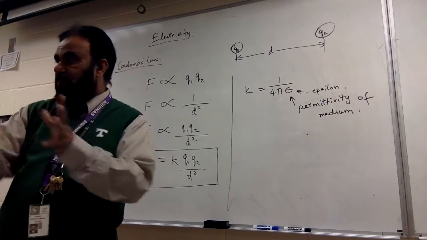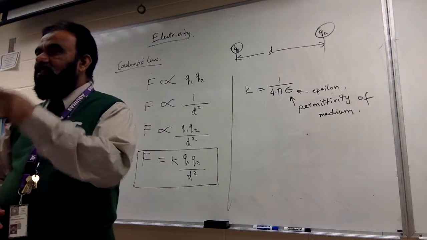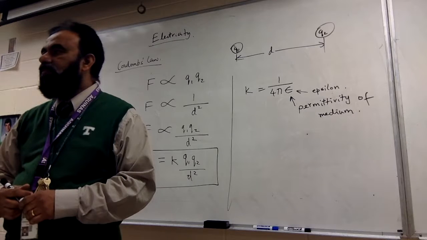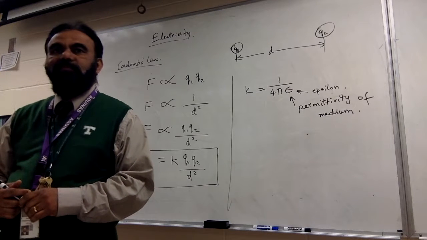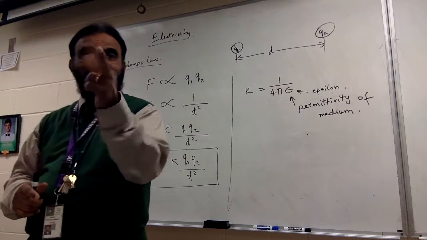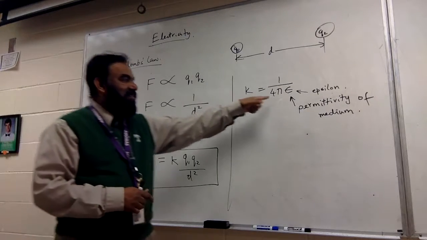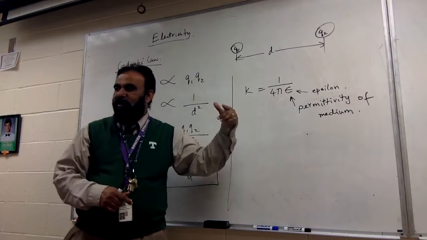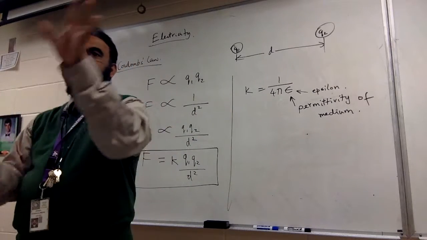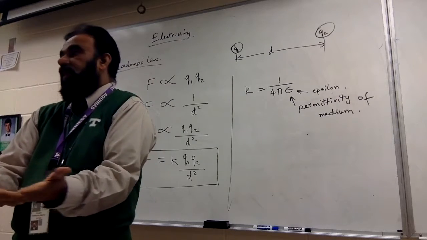Now you can see this 4 pi comes in because of the way electric fields get spread out, just like the intensity. What is the intensity equation? Sound intensity is power over 4 pi r squared. You can see the 4 pi coming in. That's one of the reasons why the 4 pi comes in, because as this electric flux passes through, it is passing through a surface of area 4 pi r squared.